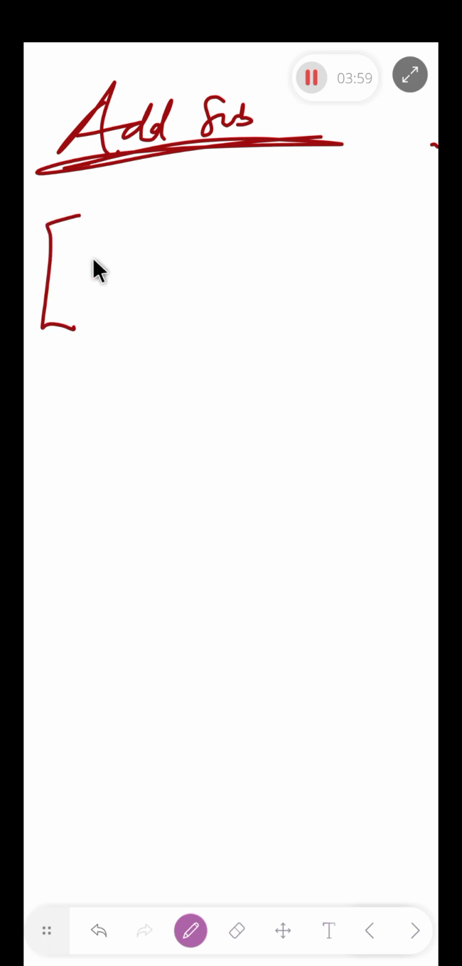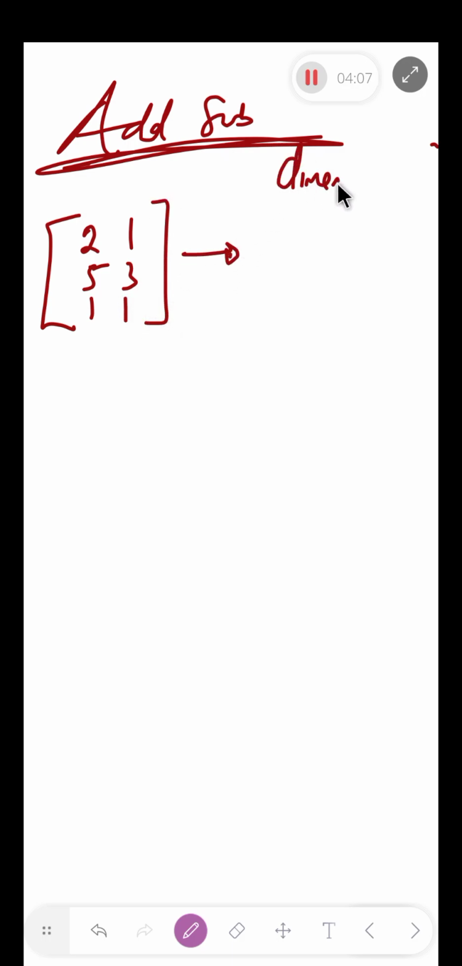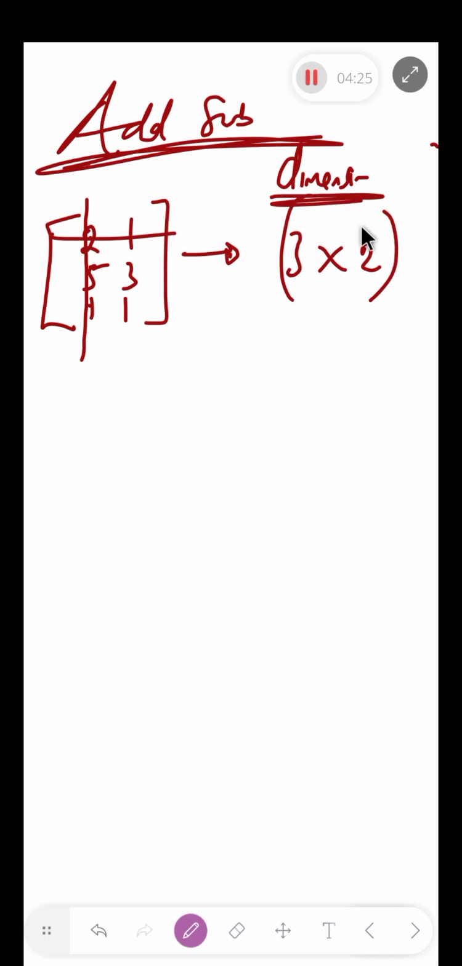If you have any matrix, if you have 2, 1, 5, 3, 1, 1, what is the dimension of this matrix? The dimension of this matrix means count the number of digits you have in each column, or possibly just take one column and then count the number of digits. That's 1 to 3. That's 3 by, how many digits do you have horizontally? 2. So this is 3 by 2. The dimension of this matrix is 3 by 2.